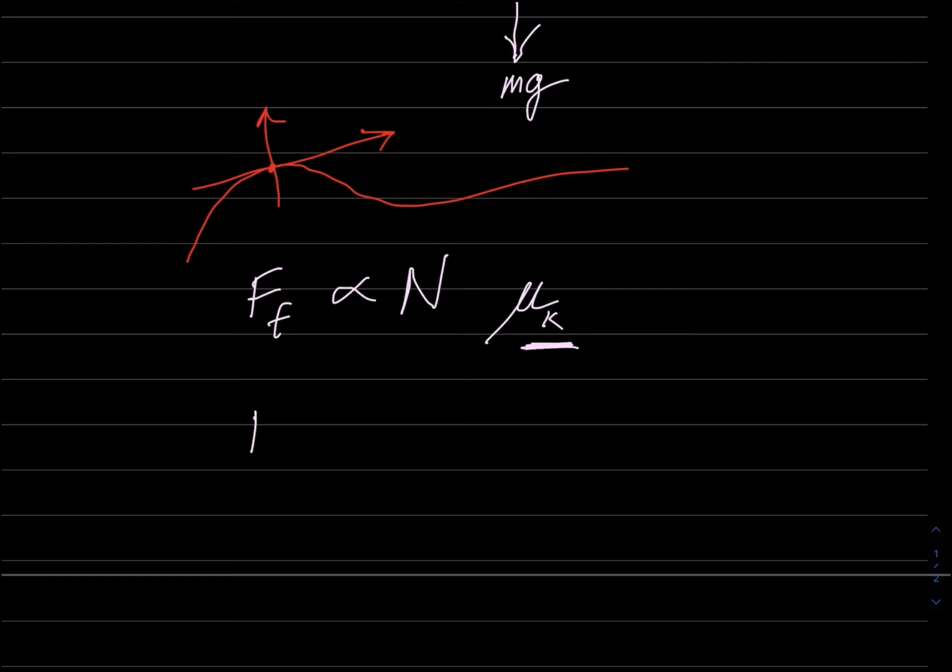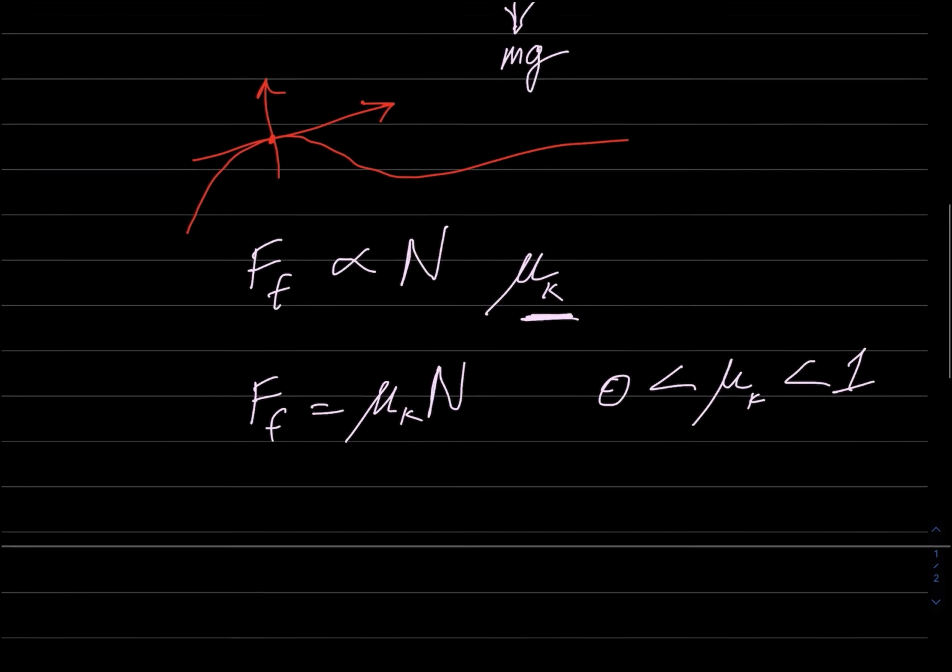So the friction force equals the coefficient of friction, and here it's the coefficient of kinetic friction times the normal force. And that's the force that is opposing the motion of that box as you push it across the floor. The coefficient of kinetic friction is always between 0 and 1, and it depends on the two surfaces.